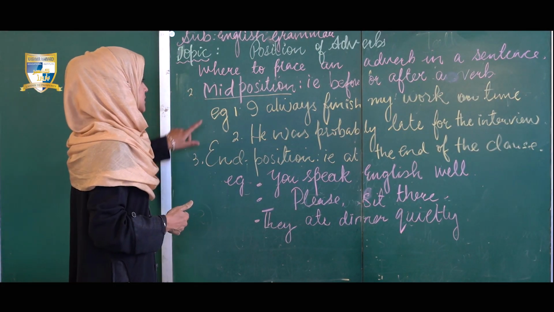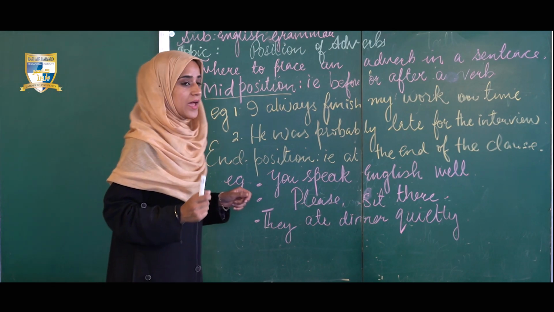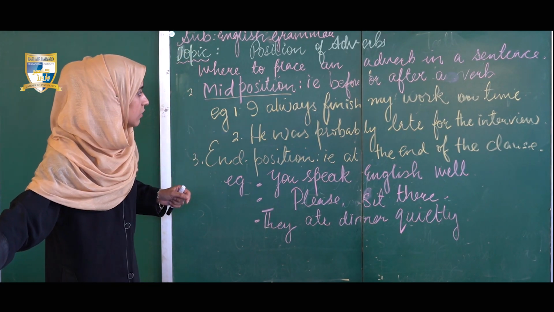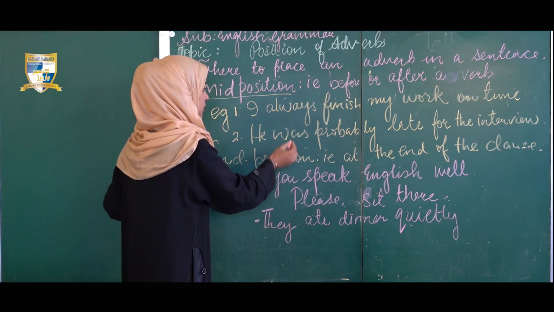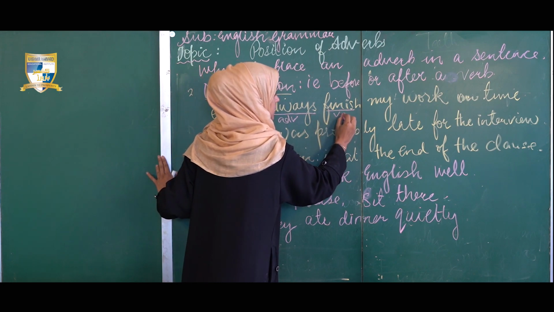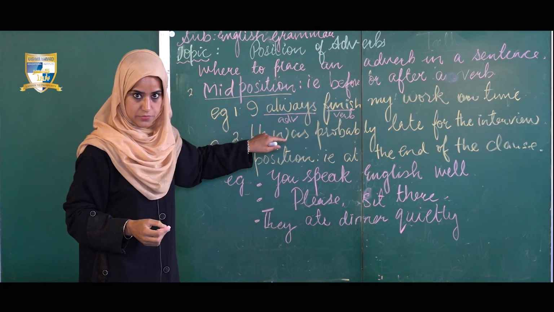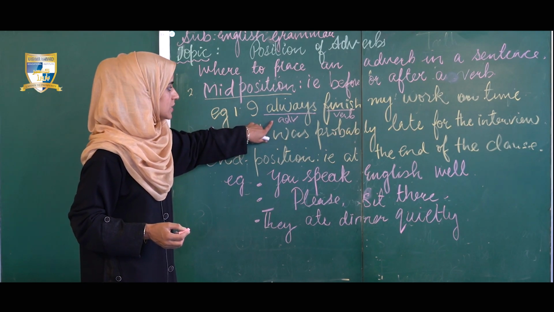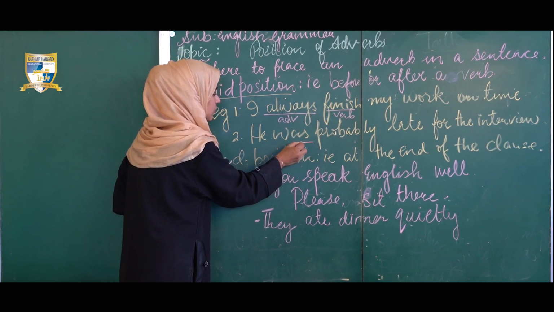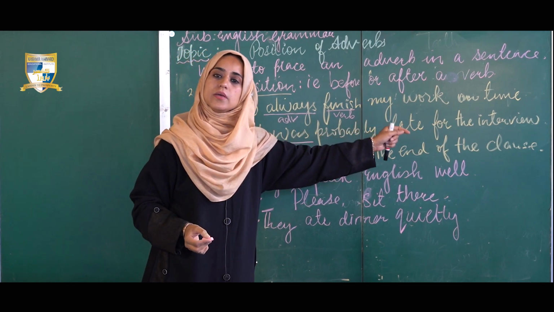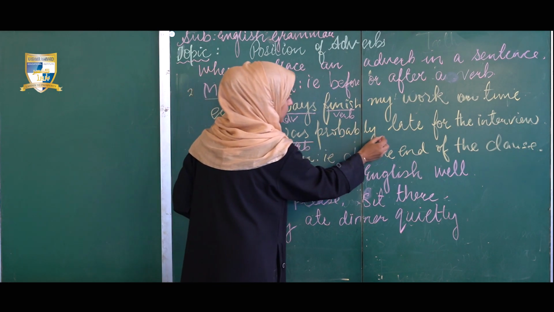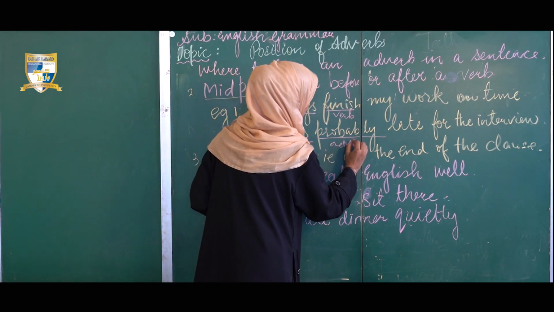Okay, the next position is mid position. This means an adverb is put before or after a verb. For example, I always finish my work on time. Here, always is an adverb and finish is a verb. So here in the mid position, we have put this adverb always before the verb finish. And in the second example we have, he was probably late for the interview. Here, was is our verb and probably is our adverb.